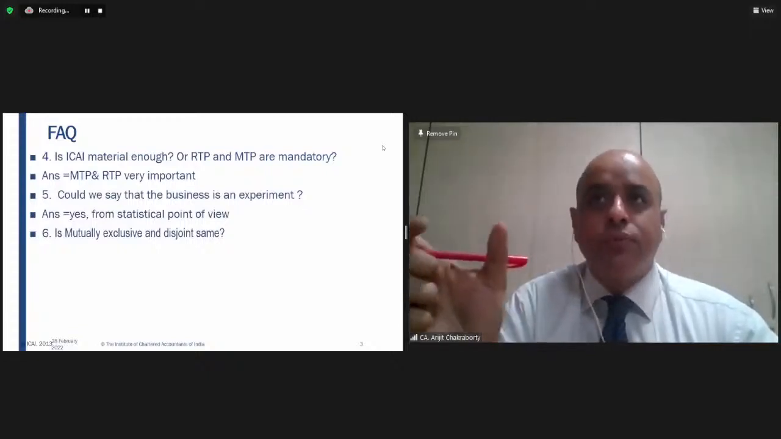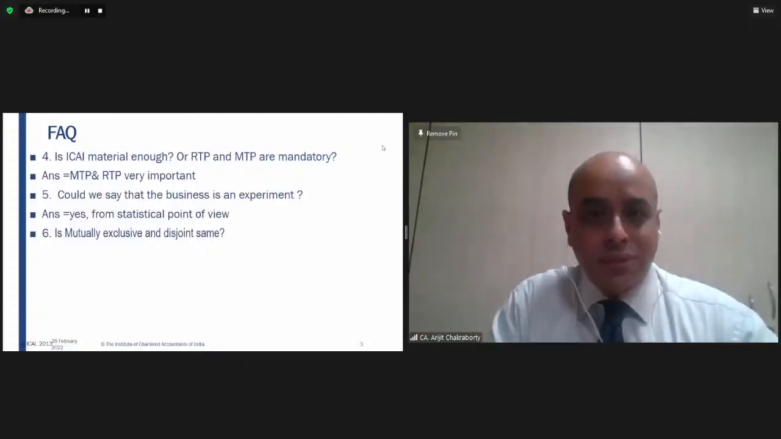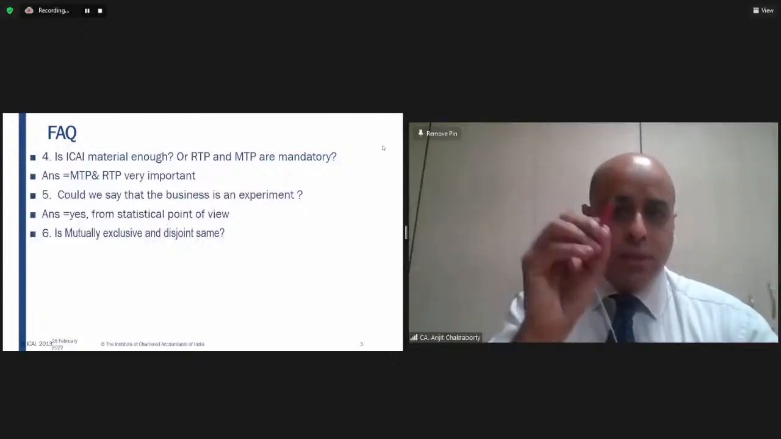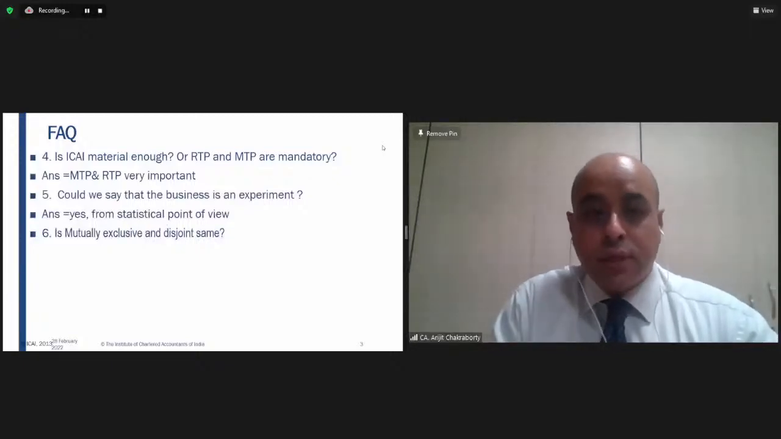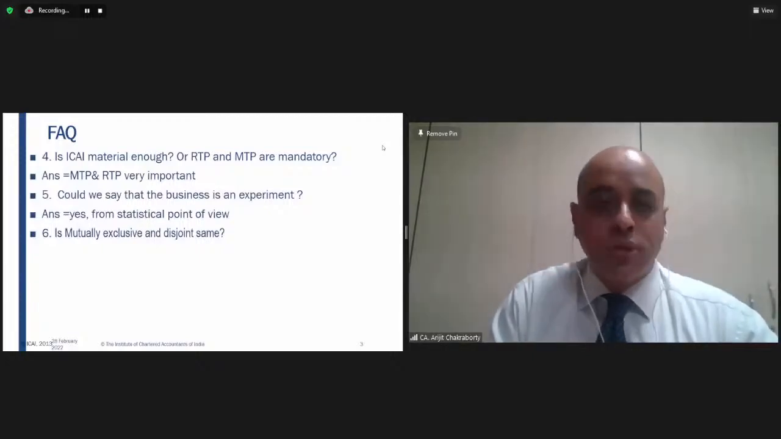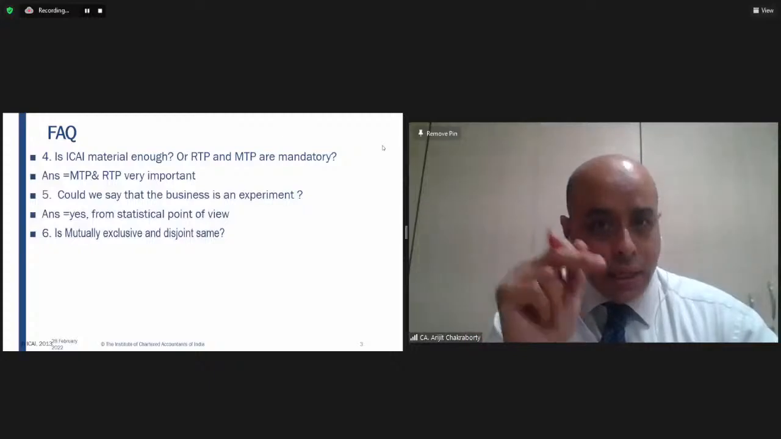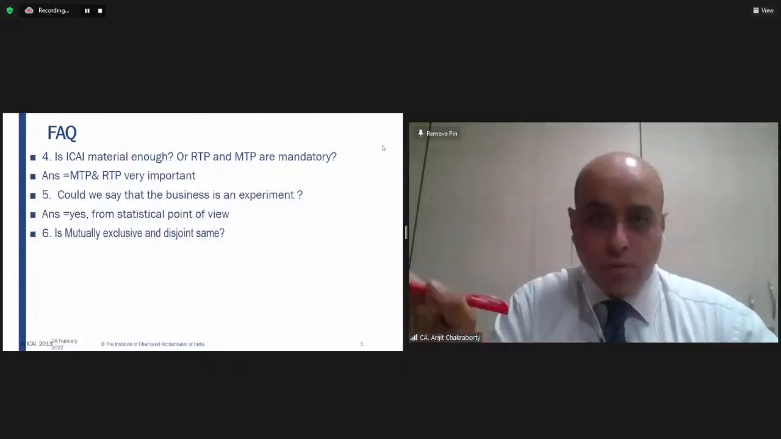Disjoint, yes: when we draw a Venn diagram, if two circles are drawn separately and are not intersecting, they are disjoint. That means they are mutually exclusive. And we remember, in case of mutually exclusive events A and B, A intersection B will be zero. There will be no common parts between A and B.